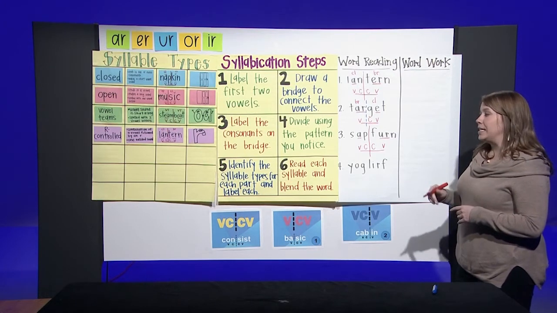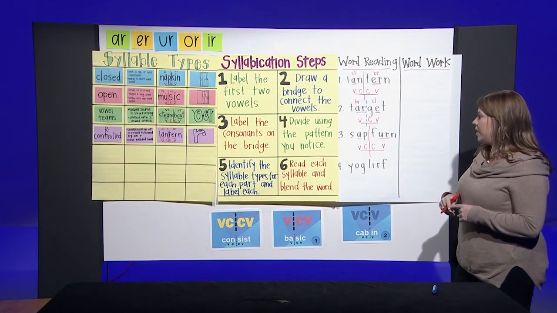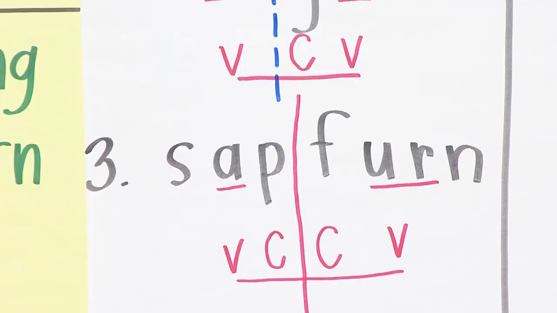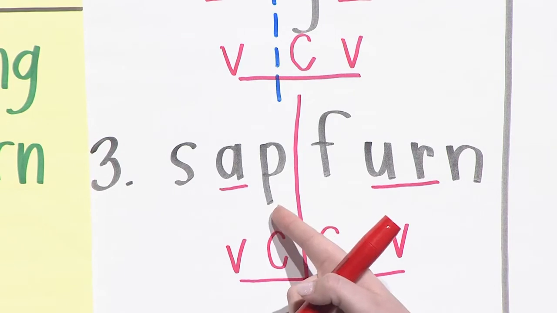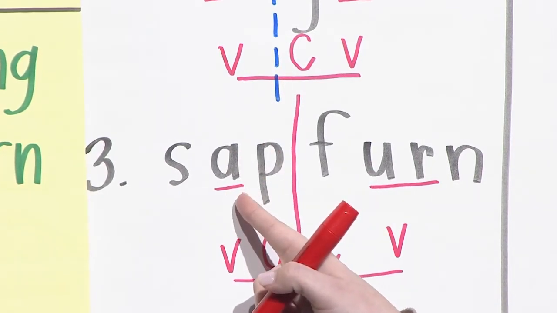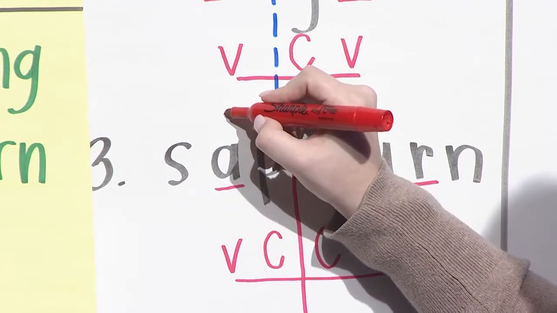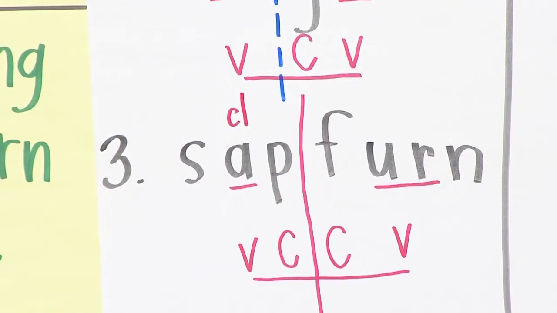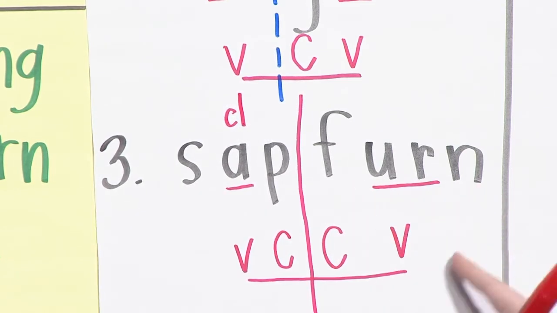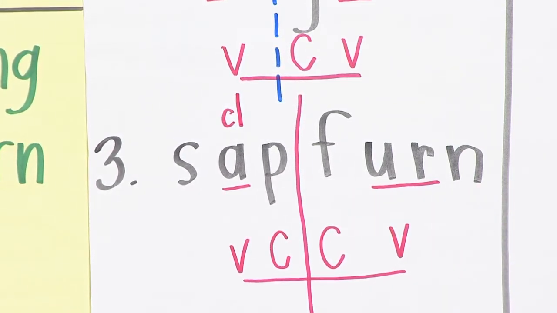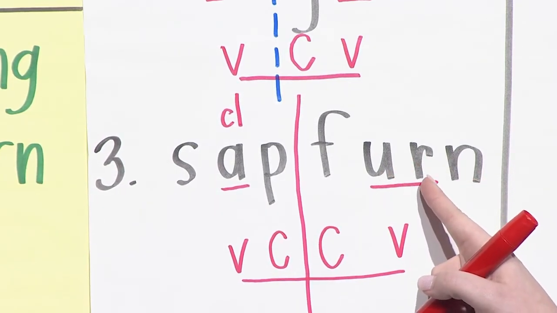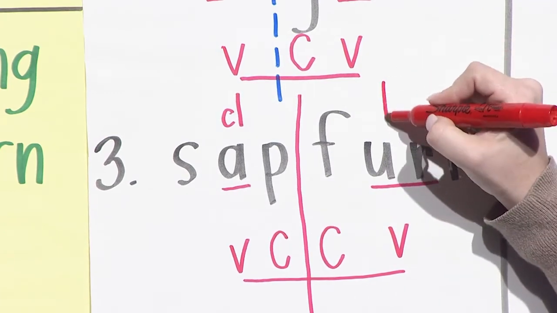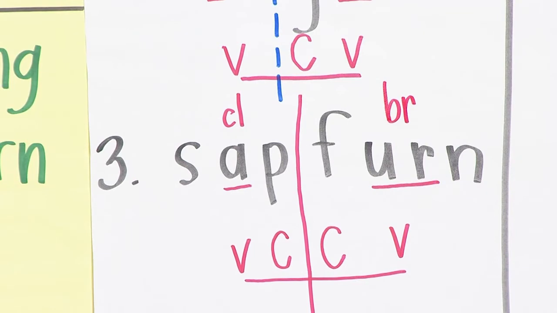Step 5 asks us to identify the syllables and label each. So let's start with this first syllable. What do you notice about that word part? Very good. It ends in consonant P, which is closing off this vowel, making it have a short sound, so we'll label it C-L for closed. What do you notice about the second syllable? Very good. U-R is one of our R-controlled, our Bossy R patterns. So we're going to write B-R to remind us.